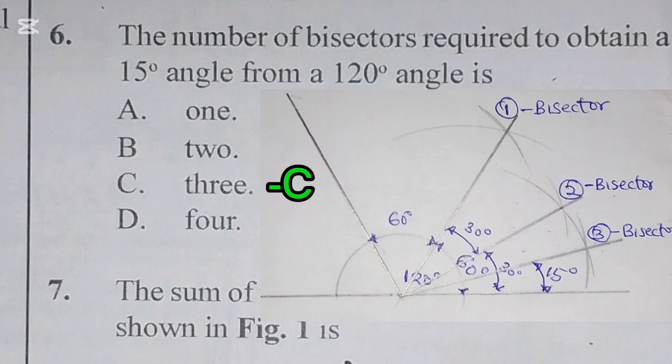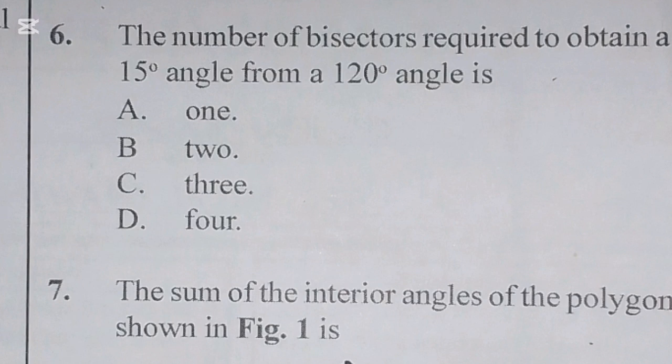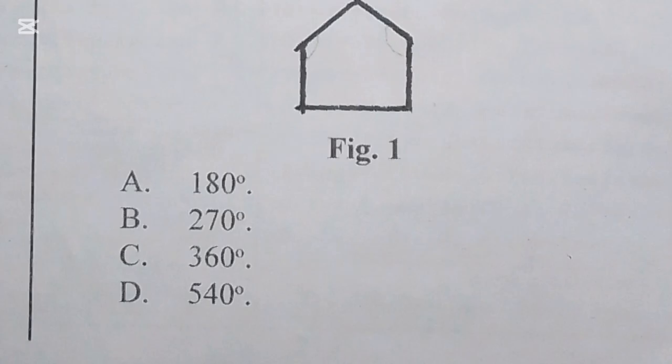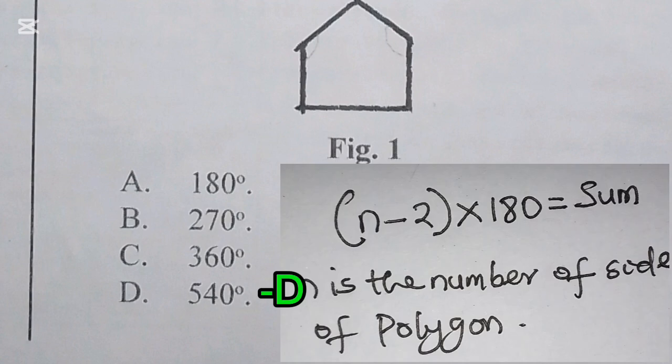Then question 7. The sum of the interior angles of the polygon shown in figure 1 is, the answer there to question number 7 is D, 540. You can see the formula. This is the formula we use for doing that: (N minus 2) multiplied by 180, where N is the number of sides of the polygon. So we use that to calculate that.